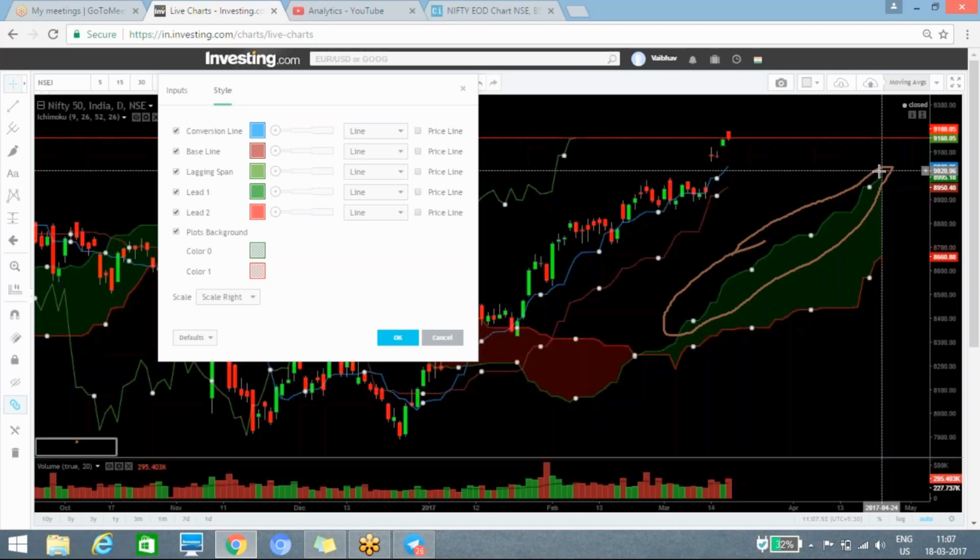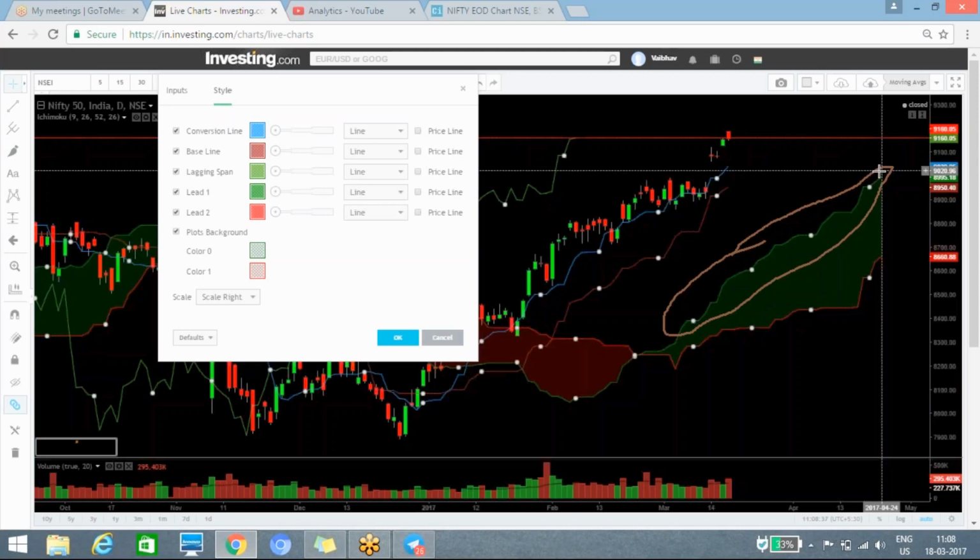And 52 days approximately comes to around 2.5 to 3 months, right? Yes. And again, this is plotted 26 periods ahead. This is also shifted into the future. Whatever price comes from these calculations, the conversion line or the 26 period high low divided by 2, plotted ahead, it is not predicting. It is just plotting.